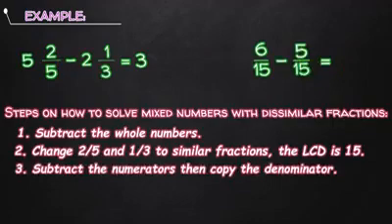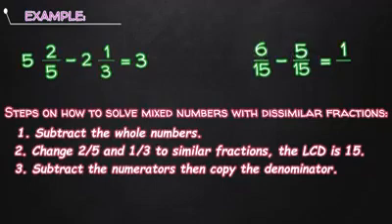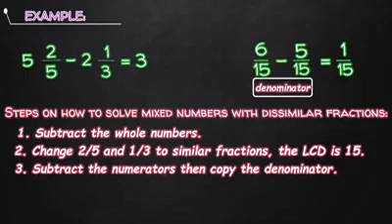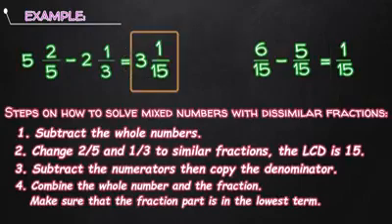Number 3. Subtract the numerators. 6 minus 5 equals 1. Then copy the denominator, which is 15. Number 4. Combine the whole number and the fraction. Make sure that the fraction part is in the lowest term. So, the final answer is 3 and 1/15.